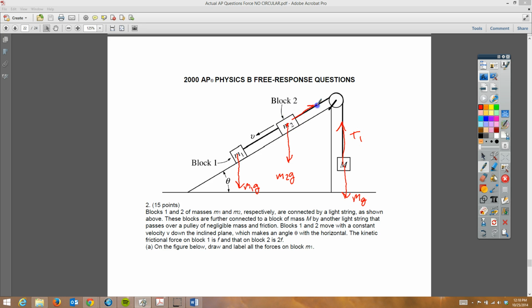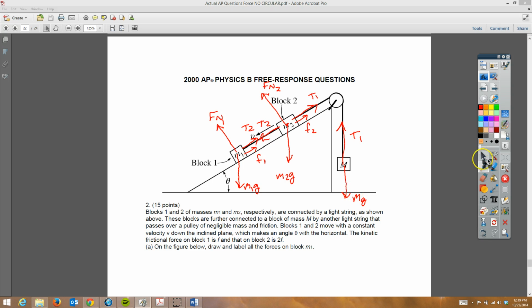We also have the same tension coming from this side. It's also T1. Then we're going to have a tension going this way and this way, which is the same, and that's T2 for each of the blocks. Now the blocks also have a normal force, so this would be the normal force on block 2. And we have the normal force on block 1. And then we have friction for each one of these two blocks. So we're going to call this one friction 2 and call this one friction 1.